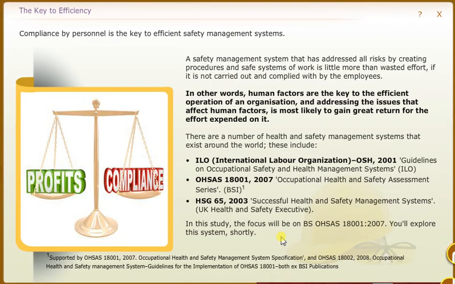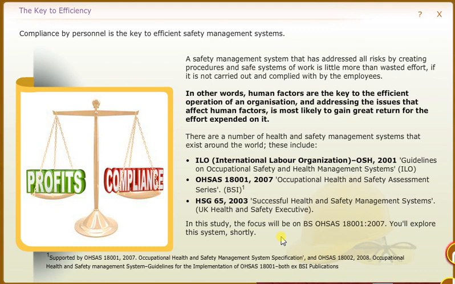Compliance by personnel is the key to efficient safety management systems. A safety management system that has addressed all risks by creating procedures and safe systems of work is little more than wasted effort if it is not carried out and complied with by the employees. In other words, human factors are the key to the efficient operation of an organization, and addressing the issues that affect human factors is most likely to gain great return for the effort expended on it.